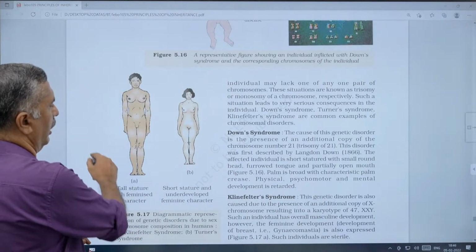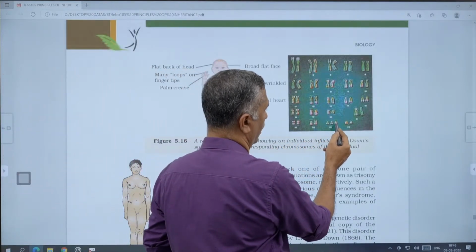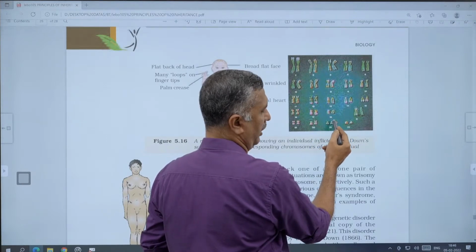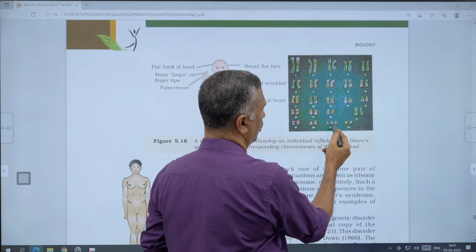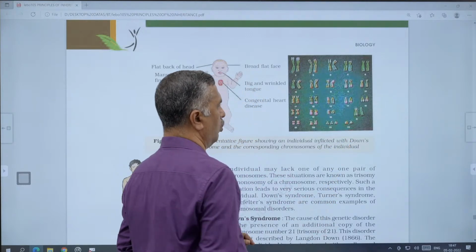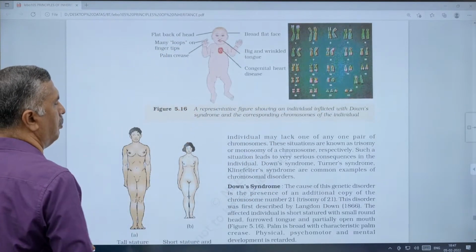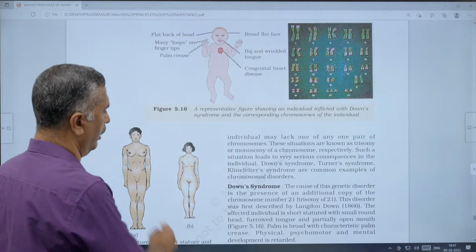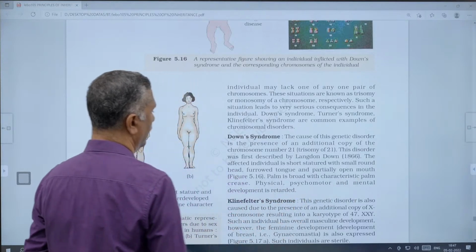In Down syndrome, an additional copy is added to the 21st chromosome. This is the 21st chromosome. The diagrammatic representation of the chromosomes is called an ideogram. In Down syndrome, physical, psychomotor, and mental development is retarded.